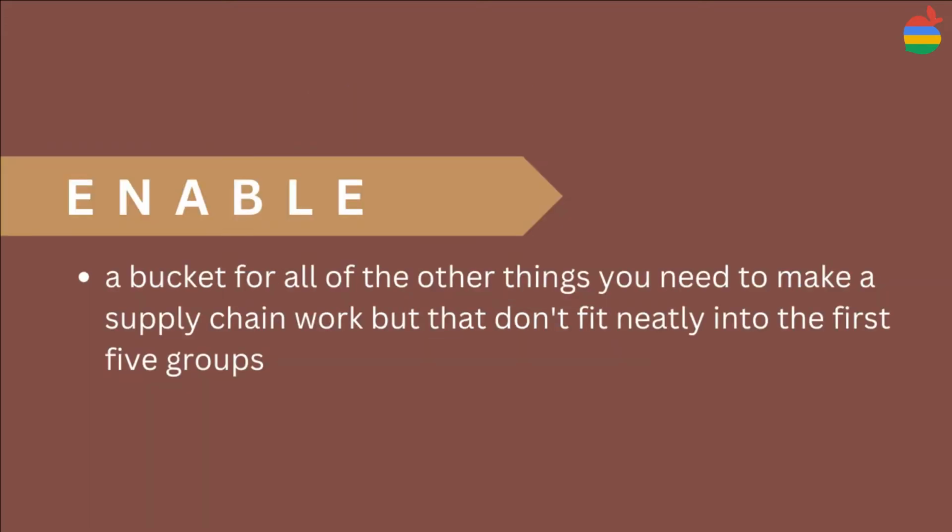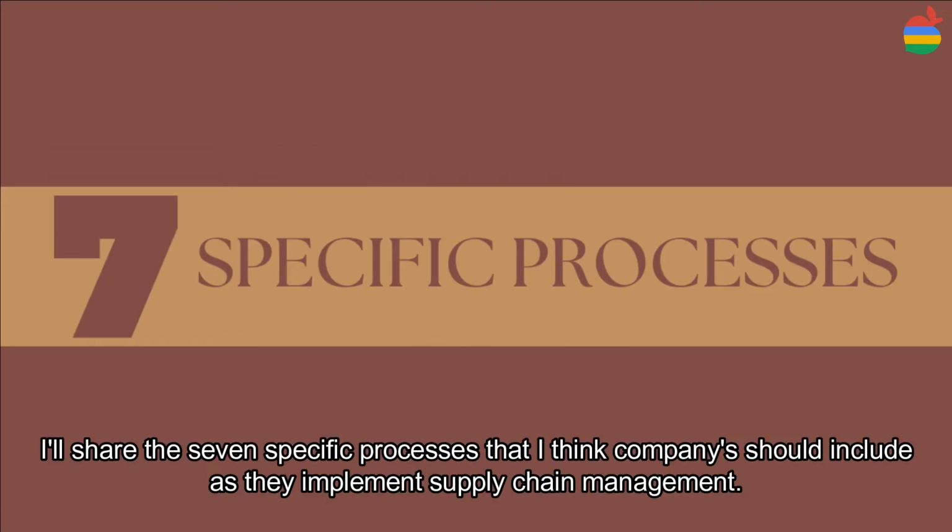Enable is really a bucket for all of the other things you need to make a supply chain work, but that don't really fit neatly into the first 5 groups. I'll share the 7 specific processes that I think a company should include as they implement supply chain management.